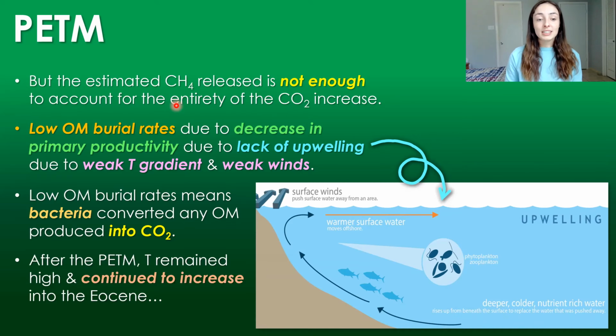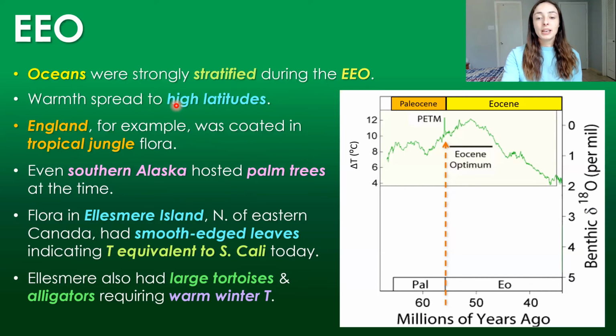After the PETM, temperature remained high and continued to increase into the Eocene. Remember, we're at the Paleocene-Eocene boundary here, and into the Eocene, temperatures continued to soar. Even though the PETM marked a maximum, it came down after that, but it continued to go up just after. It was just a spike and continued to spike more long-term into the early Eocene. That's why this slide is titled EEO, or Early Eocene Optimum. That's the new warming event we're getting into now.